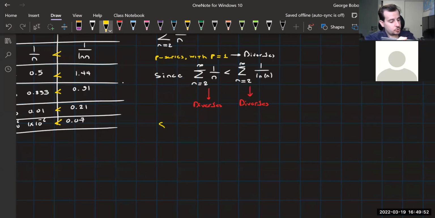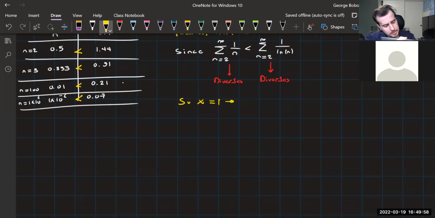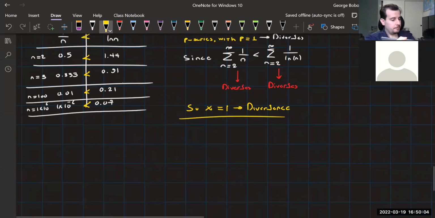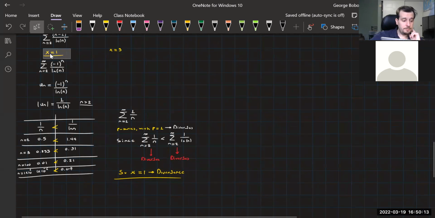So x equals 1 means divergence. So we don't include it in the interval of convergence. We don't include it, because it's going to cause divergence if we put in a value of x equals 1.